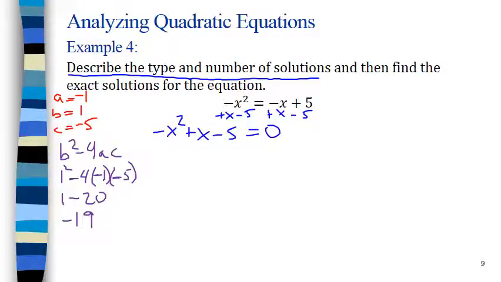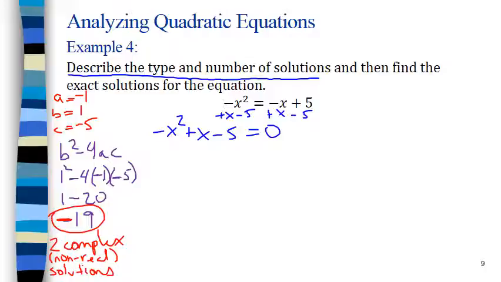And so we know right away, since the discriminant is negative, we have 2 complex or non-real solutions. Okay, so we have 2 complex solutions. Now let's find their exact equation. So we're going to go ahead and use the quadratic formula.